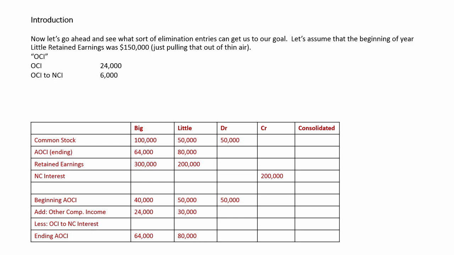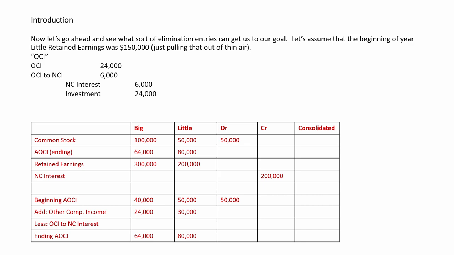We're going to go ahead and allocate $6,000 of other comprehensive income to the non-controlling interest. And again, we're going to add the $6,000 to the non-controlling interest. Again, if the subsidiary has other comprehensive income, then the non-controlling interest increases in value. And then finally, we credit the investment in the little account.